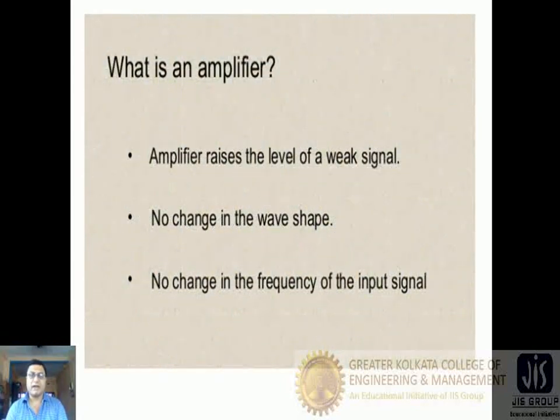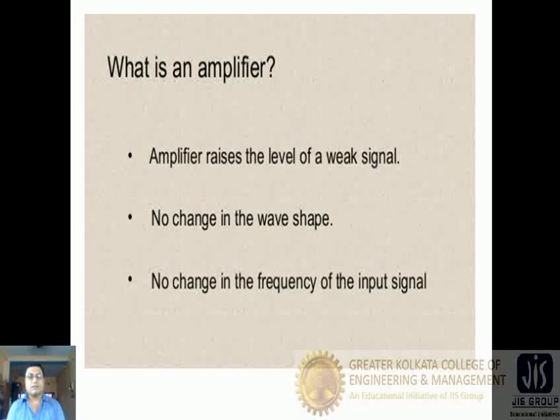So what is an amplifier? An amplifier raises the level of a weak signal, with no change in the wave shape and no change in the frequency of the input signal. First, the amplifier raises the level of a weak signal. That means a weak signal is being amplified in terms of its voltage and power. Both may be required in some cases: for a power amplifier we require power, and for signal amplification we require the level of the voltage or of the signal.